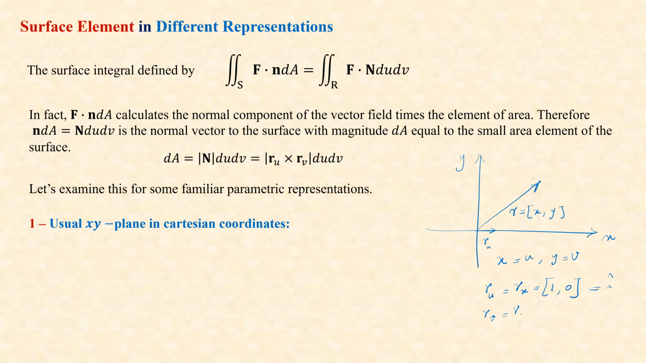And r_v, which is r_y, becomes 0 and 1, which becomes j hat. Right? So again, in terms of taking partial derivatives, when you take the partial derivative with respect to x, it means that you keep y constant and you change x. So you're going along the y constant curve, and you get the vector like that, which is i hat. And when you take the partial with respect to y, it means that you're keeping x constant. It means that you're moving along the vertical line, and then the derivative is j hat, okay? And then see what this gives us. What is i hat cross j hat?